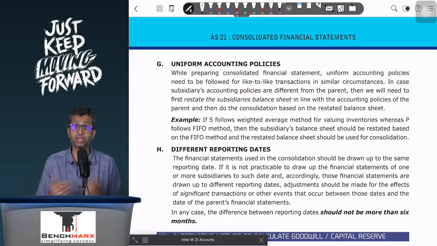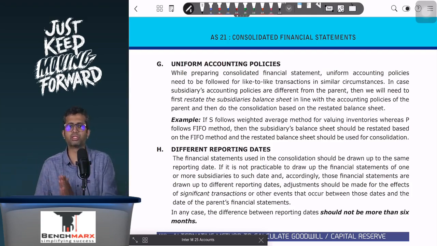Another example can be provision for bad debts. It is possible that one of the companies has a policy of creating, let's say, a 1 or 2% provision for bad debts based on debtors. The other company does not have that. So, for example, the parent does not have that policy, but a subsidiary has that policy. In which case, the subsidiary's debtors are also after deducting a provision for bad debts, but when we consolidate debtors, they have to be based on uniform policies, and hence you will reverse the provision for bad debt.